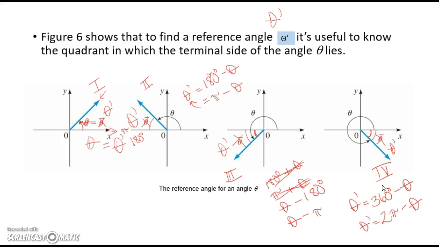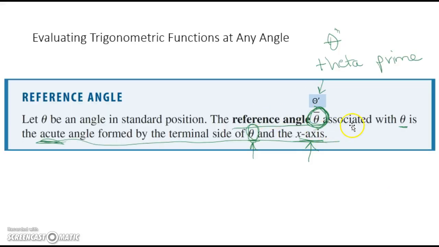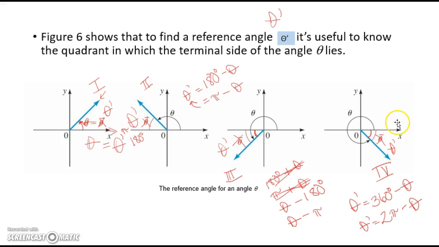So let's go back up here and look again. Remember, the reference angle associated with some angle measure theta is the acute angle formed by the terminal side of that original angle and the x-axis. So that's where all of those come from. Let's make sure this is all in your notes. So there's theta prime in quadrant 3, depending on how you're measuring, degrees or radians. Here's theta prime in quadrant 2. Theta prime in quadrant 1 is theta, and theta prime in quadrant 4.